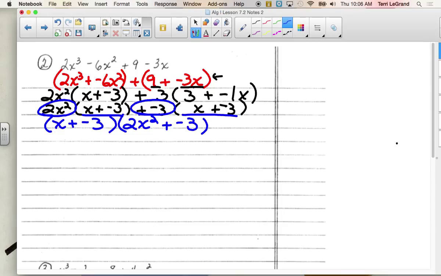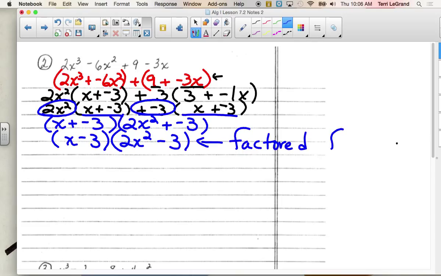Now let's clean that up. Oh, wait a minute. We have to check it anyway, but when you check it, we'll use this form. But let's clean it up for the answer bank. What would this be cleaned up? x minus 3, 2x squared minus 3. There's its factored form cleaned up the way we would see it in an answer bank. And by the way, it doesn't matter which binomial is first. Multiplication allows them to trade places, so if 2x squared minus 3 wants to be in front, it can be.